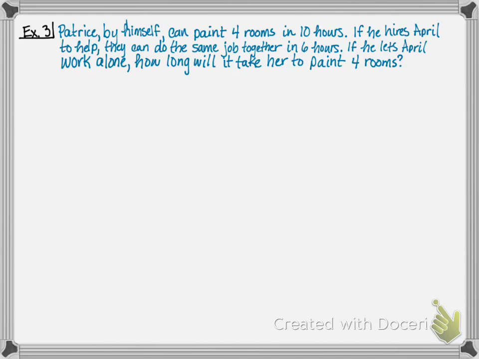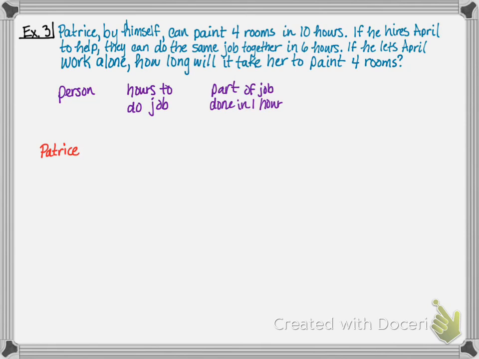Again, let's organize our information. So we've got the person, the hours it takes to do a job, and the part of a job that can be done in 1 hour. So Patrice and April are our people, and then of course them working together. So Patrice takes 10 hours to do the job of painting 4 rooms. We don't know how long it takes April, so we can say it's x hours for April. And together they can paint 4 rooms in 6 hours.